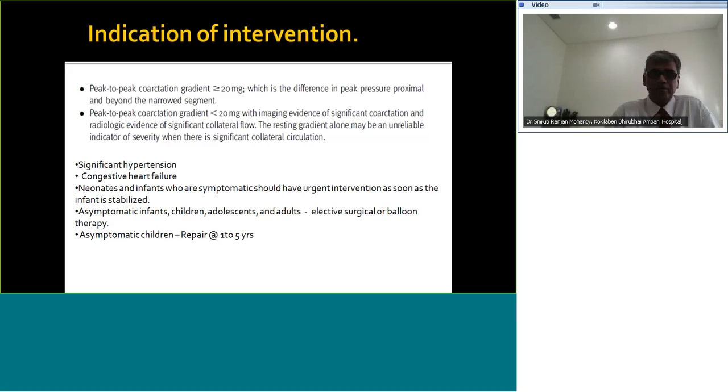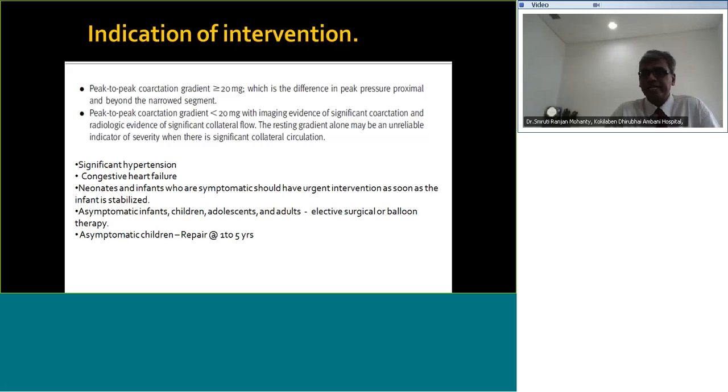Now there can be situations where you have a coarctation and the peak-to-peak gradient, either by Doppler or by blood pressure measurement, may be less than 20. But these children will also have imaging evidence of significant coarctation and radiological evidence of significant collateral flow. So suppose for any reason you end up doing a CT scan in these babies and you find there are a lot of collaterals which have already developed, and the gradient you are getting by Doppler or by upper and lower limb blood pressure estimation is less than 20, then this has to be addressed in spite of the gradient being less than 20.